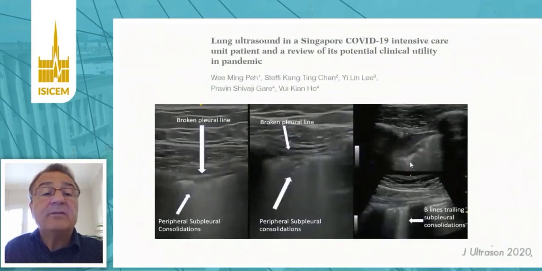Another paper demonstrated that we may have what we call a broken pleural line. It is not possible to follow the pleural line, and just behind this pleural line, you may have a peripheral subpleural consolidation, as you can see on this slide, and behind the subpleural consolidation on the right hand side of the slide, you may have B lines as well.